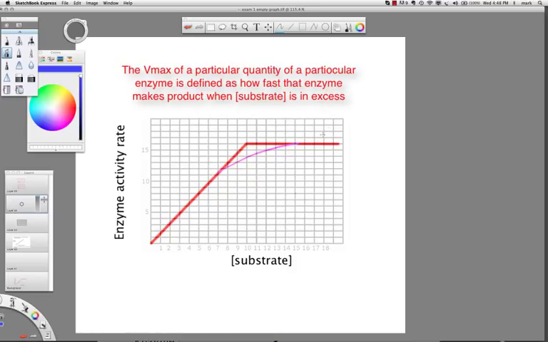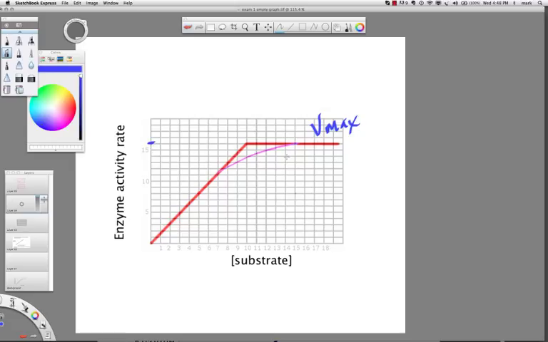So if substrate is in excess, and substrate isn't limiting enzyme activity, we know how fast a particular quantity of enzyme can do its job. And that is known as the Vmax for a particular quantity of a particular enzyme. And since it's velocity, the rate of activity, we pull that value off of the y-axis, the enzyme activity rate axis. And in this example, it's 16. Now, that's what happens when substrate is in excess. Substrate isn't limiting the rate of reaction.